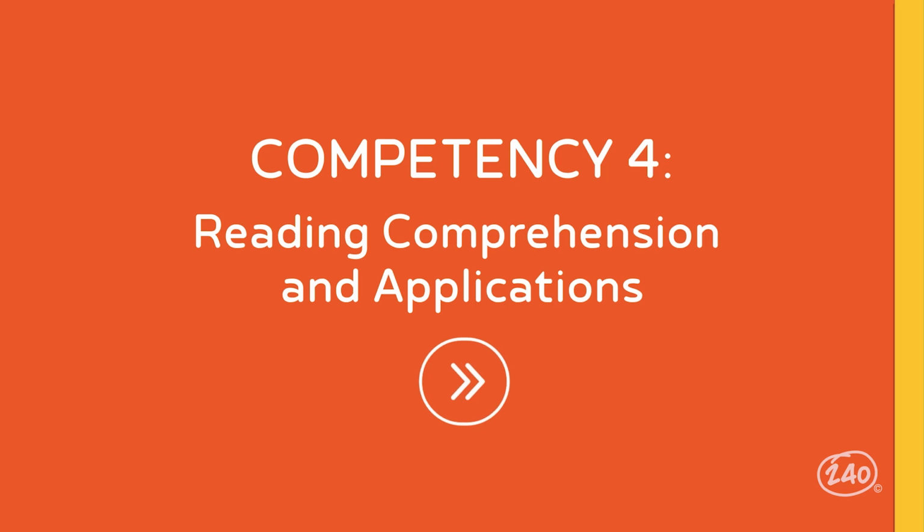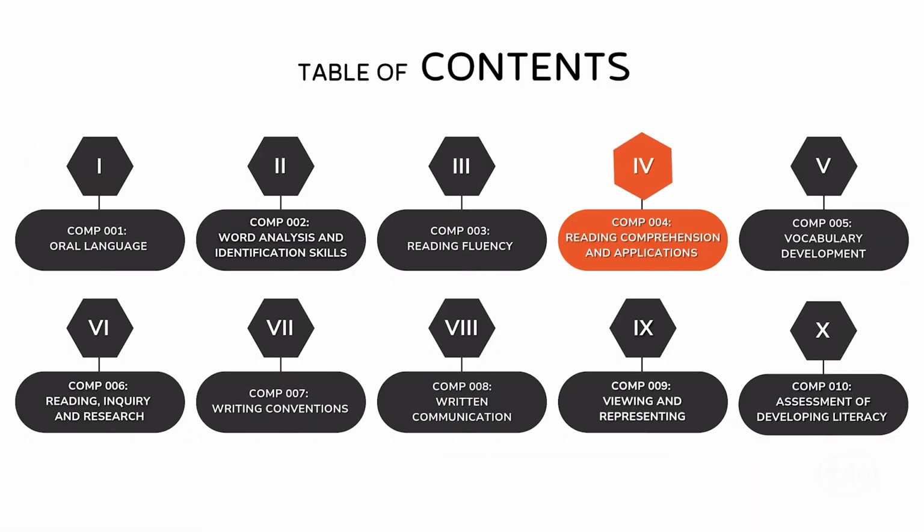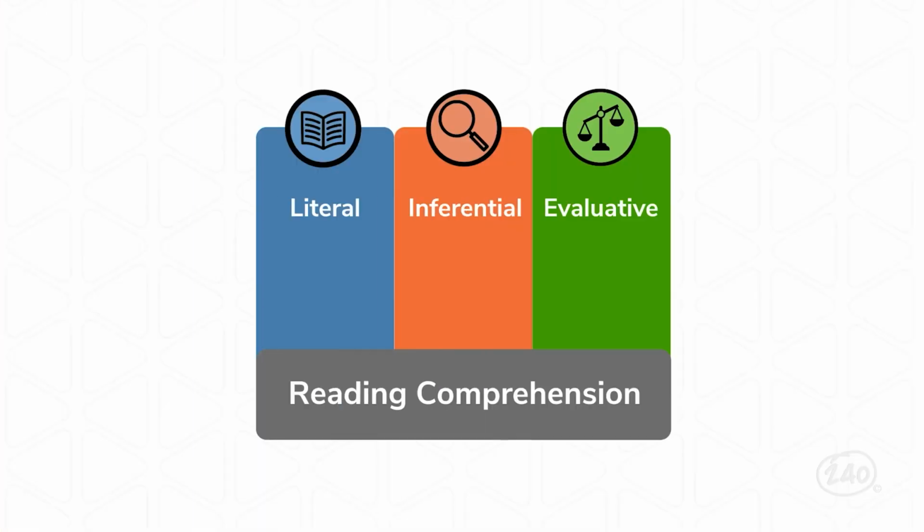On to competency 4, reading comprehension and applications. Here, students move from learning to read to reading to learn. You need to know the difference between literal, inferential, and evaluative comprehension. And you'll need to be able to recognize which strategies or types of questioning are best to develop each kind of comprehension. To build literal comprehension, work on things like summarizing and identifying plot elements like setting.